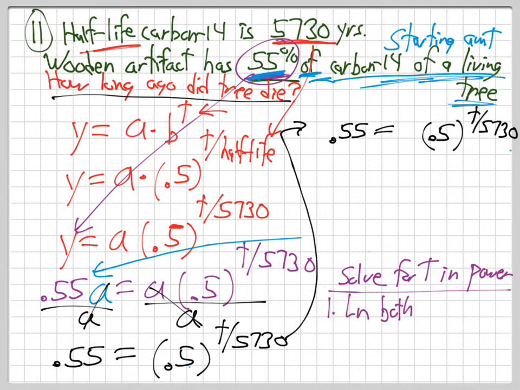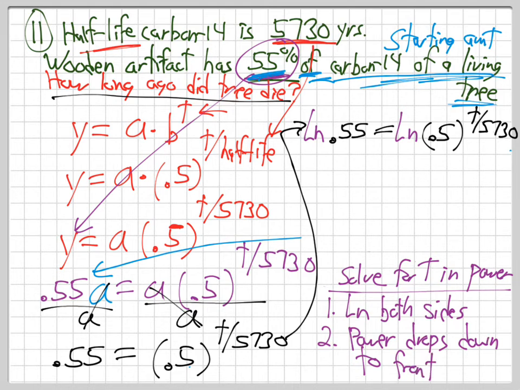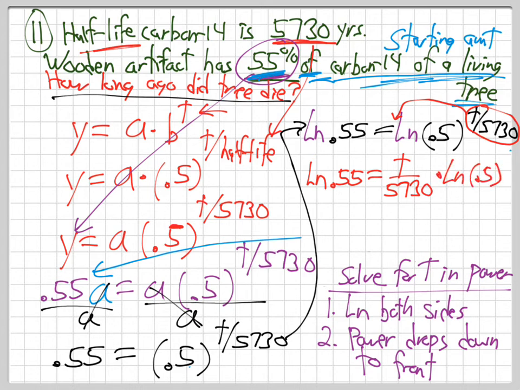We ln both sides. Remember that? Powers and logs are opposites of each other. So when you have your letter in power, you ln both sides. Natural log both sides, and then step 2, what happens? The power drops down to the front. So you grab that power and you drop it down to the front. So you get ln of 0.55 is t over 5730 times ln of 0.5. Right, that power drops down.